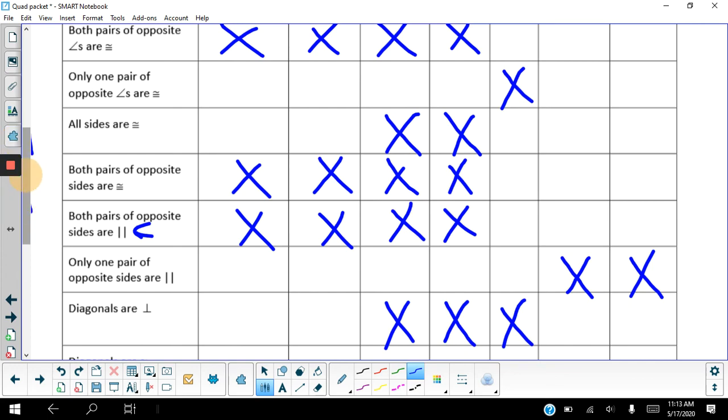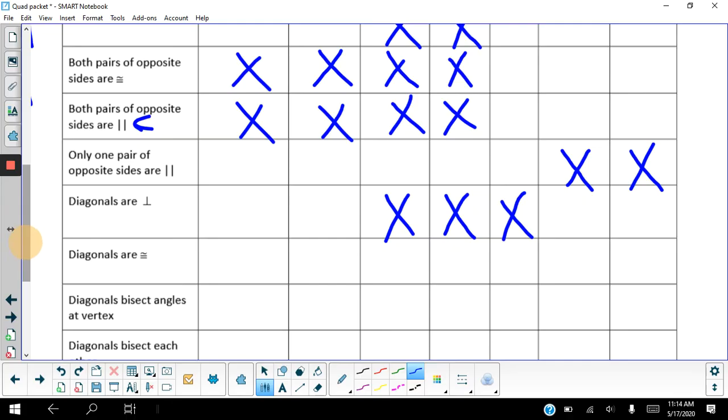I think I did the right one for a rhombus. I guess we'll never know because I can't scroll up. I don't know what's going on. Yeah, I bought this computer to make this easier, and it is not easier.